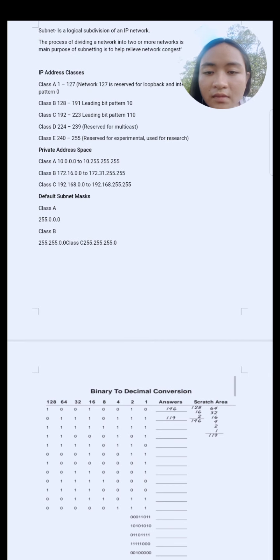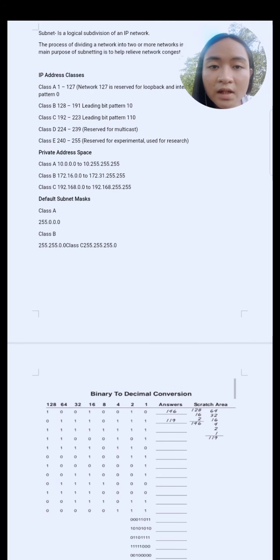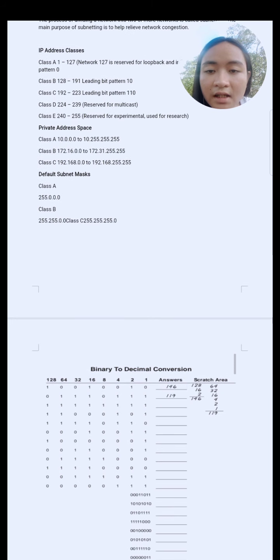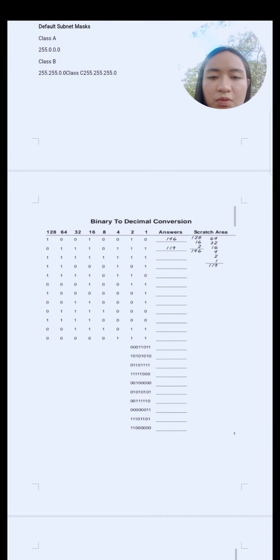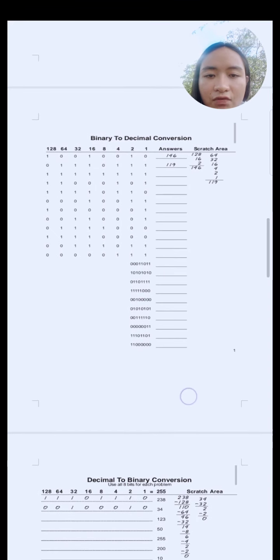So its default subnet mask for class A is 255.0.0.0. So for class B, the default subnet mask is 255.255.0.0. Class C is 255.255.255.0. So let's proceed to binary to decimal conversion.